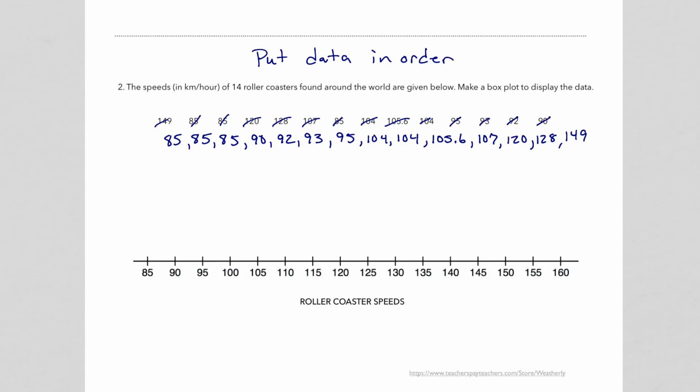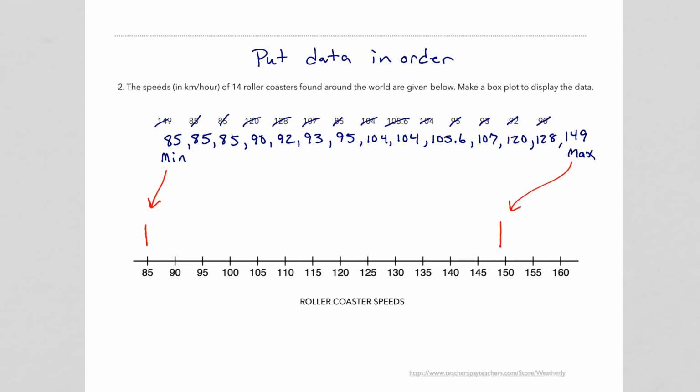The minimum, that's pretty easy, and max. Okay, I'm going to make my graph in red this time, I think. So the minimum is 85. Let's find that. It's right here. The maximum is 149. That's going to be about right here.